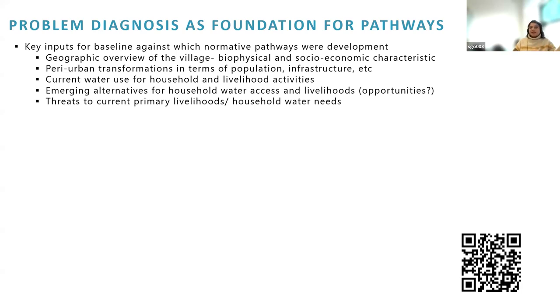So it not only gave us a geographic overview of the village, but also the transformations that were already ongoing in terms of population, in terms of infrastructure, as well as changes in household water supply, changes in livelihoods, and what new opportunities were emerging in the village, as well as threats to the current primary livelihoods and household water needs. So there is a video that you can scan and have a look at, which explains the baseline situation that we used in our first Delphi round.